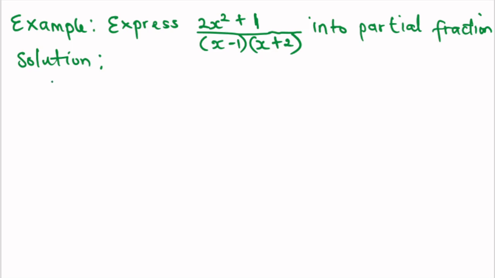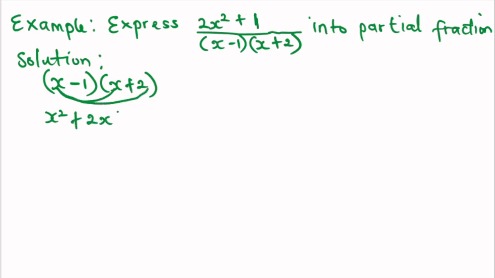So since we have (x - 1)(x + 2), x times x gives us x squared, x times 2 gives us plus 2x, minus 1 times x gives us minus x, minus 1 times 2 gives us minus 2. So when we express further, this becomes x squared + x - 2.